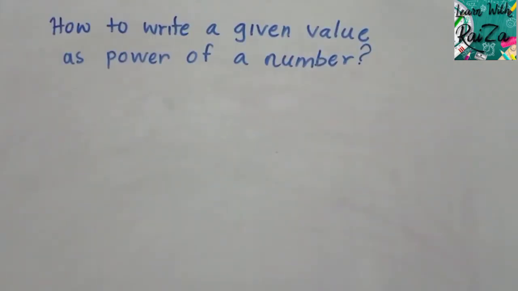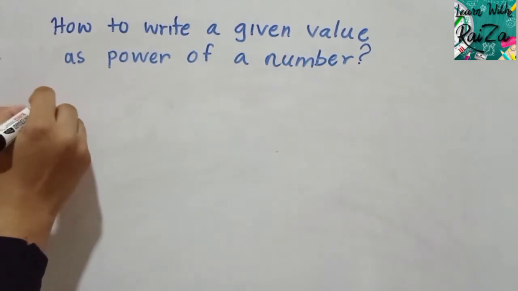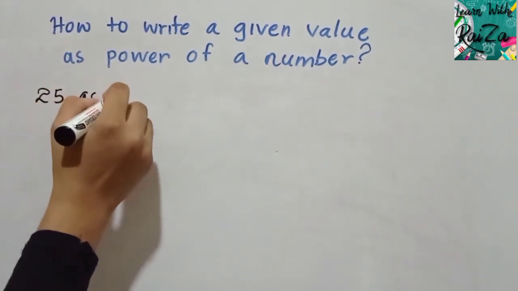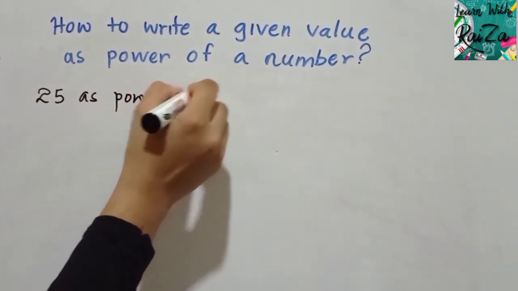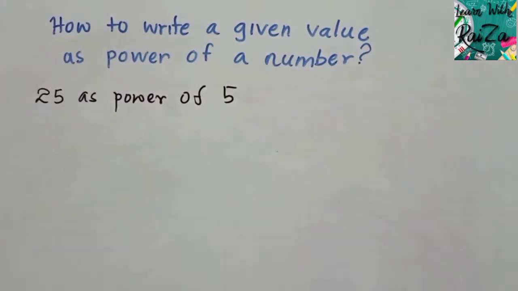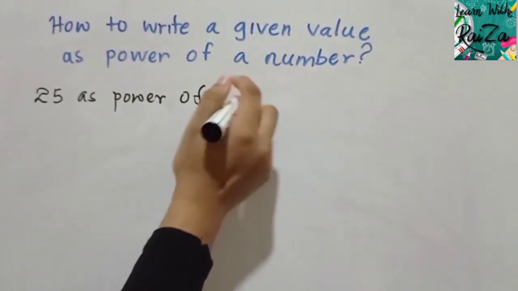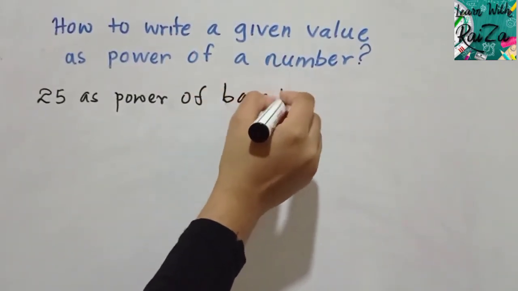Now let's see how to write a given value as a power of a number. So for example, if I tell you write 25 as a power of 5. How to write 25 as a power of base 5, let's say. Power of base 5. Base is 5.